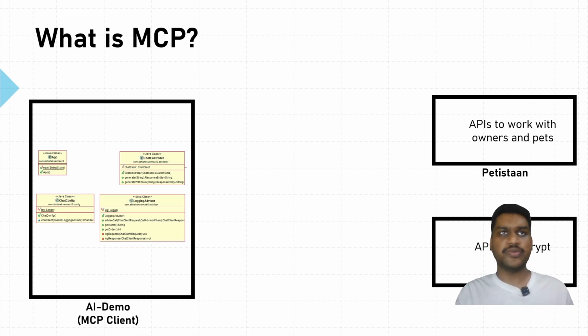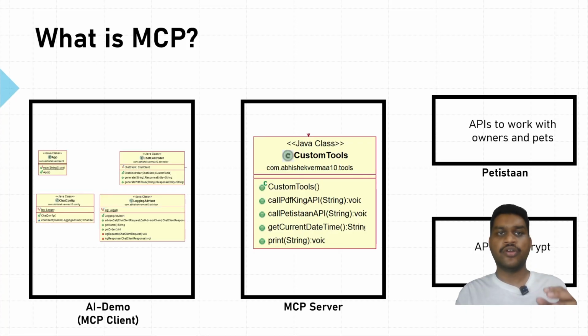So now what we will do is we will create one more application, which is again with the help of Spring Boot only, and we will call it as MCP server. Within this MCP server, we are just going to provide our tools. That's it. Here we are not going to provide any of the AI logic. Only our tools are going to be there. And again, internally from these tools, we can invoke Pakistan, we can invoke PDF King just with the help of REST client or the REST template also.